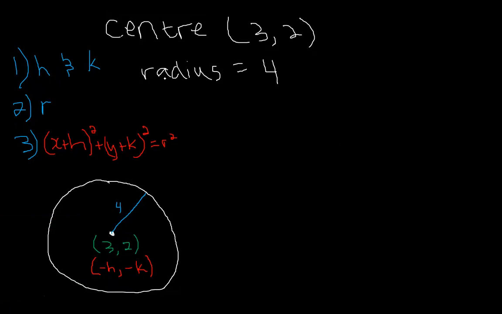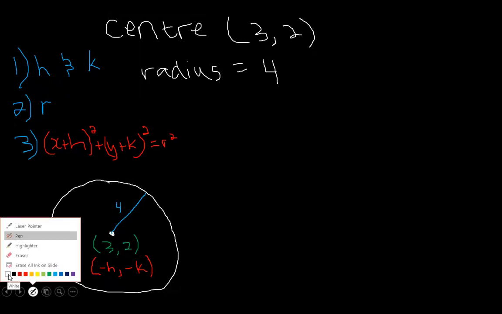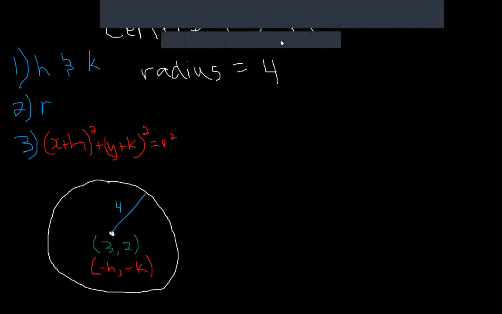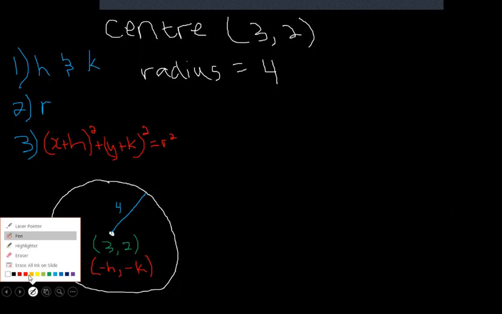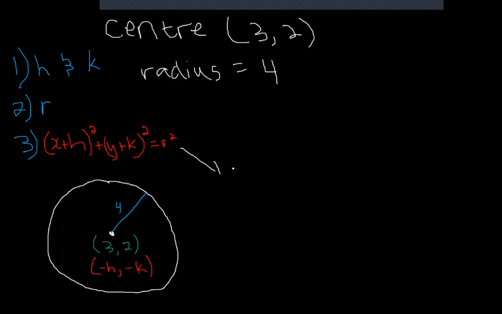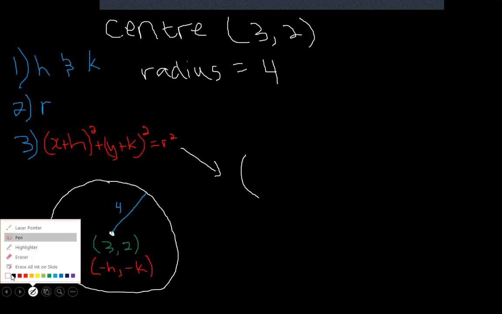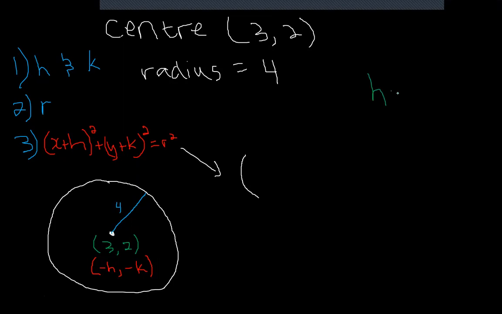So the next step, identify your radius. They already told us that the radius is 4, so no need for that. Third and final step: you want to write it in the standard form, (x + h) squared plus (y + k) squared is equal to r squared. So all you have to do is substitute your values now. Let me remind you what the other values were. We found out that h is equal to -3 and k is equal to -2, and we have that r is equal to 4.